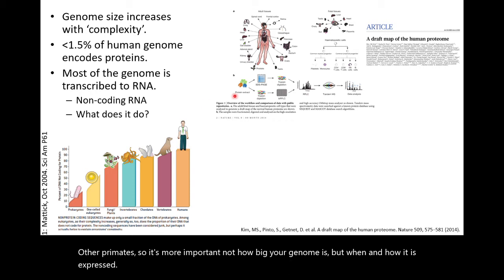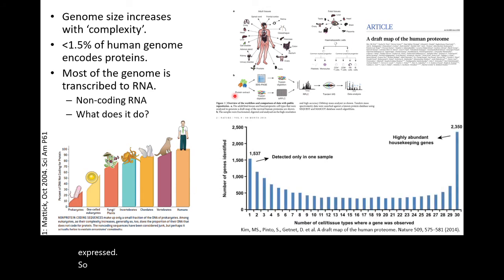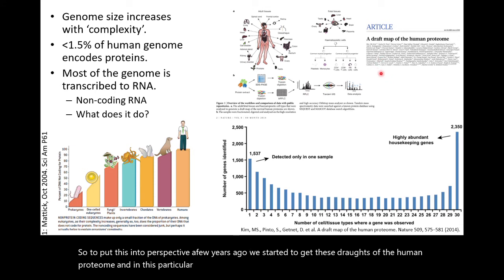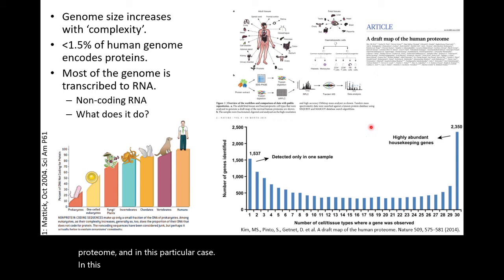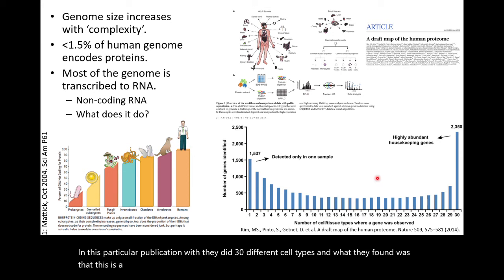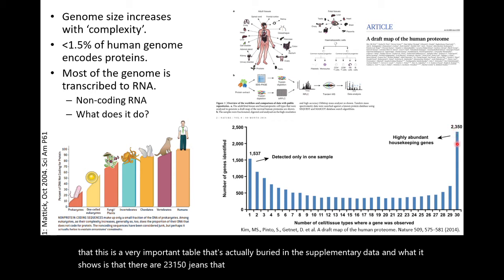To put this into perspective, a few years ago we started to get these drafts of the human proteome, and in this particular publication, they did 30 different cell types. What they found was in a very important table that's actually buried in the supplementary data. What it shows is that there are 2,350 genes that were expressed in all 30 cell types. So these are the housekeeping proteins.